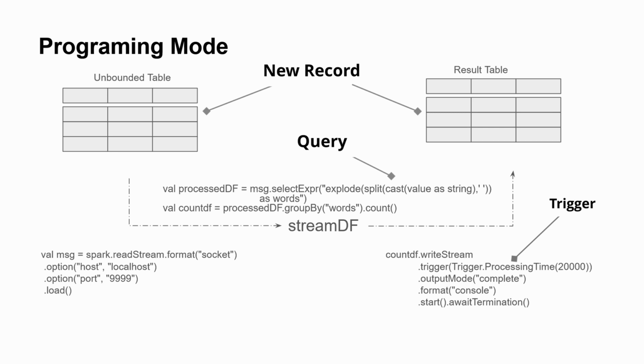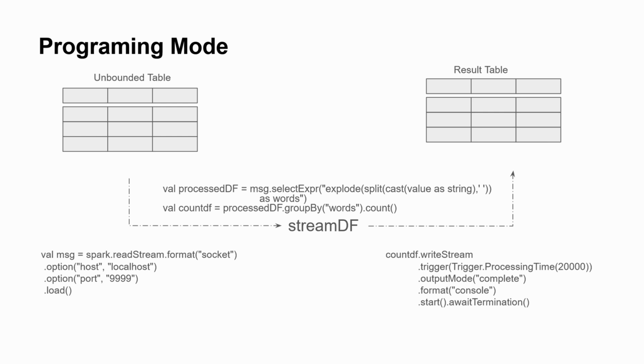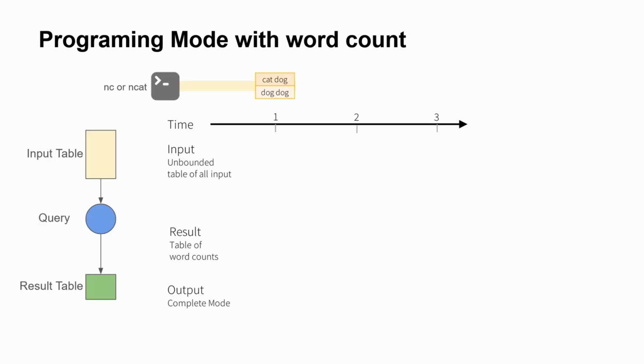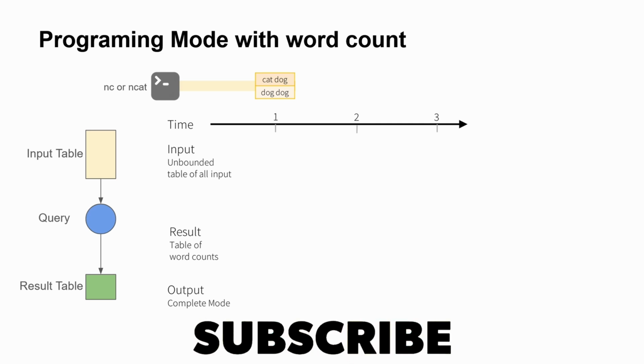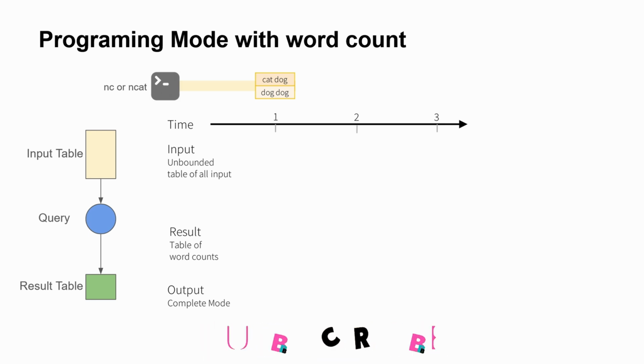Each time the result table is updated, you can write the updates to some external systems like HDFS, S3, and console. Let's understand this with a simple example of word count, and then we will do some code in the next video. So, whenever a record comes, it is considered as an input DF, and the word count will be the result table, that is the output DF.